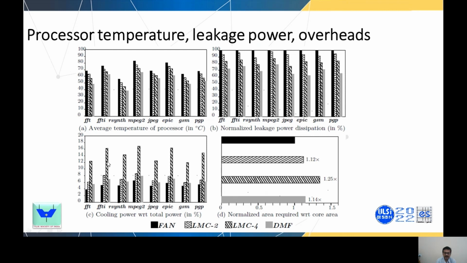microchannel cooling, as we have more channels, due to the increase in the number of pumps, it requires more area and power. So you can see here, with respect to the fan-based cooling, the digital microfluidic cooling requires 14% extra space, while the others, the LMC2 and LMC4, require 12 and 25% respectively.